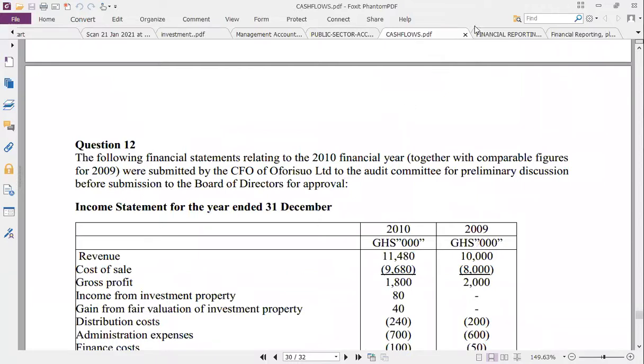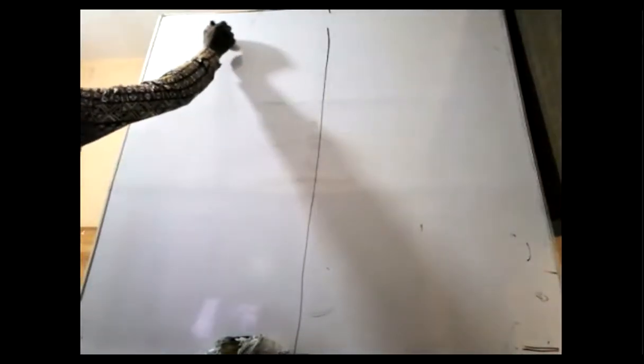Oforicio Limited. So, as usual, Oforicio Limited. Can you confirm? Okay. Then you start. You tell the examiner you are buying statement of what? Cash flow.